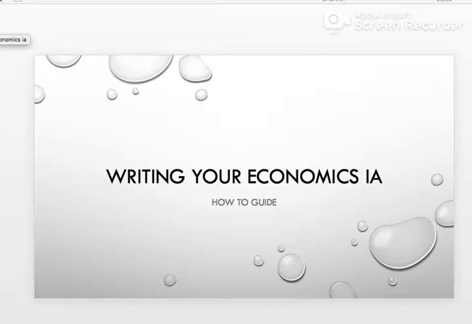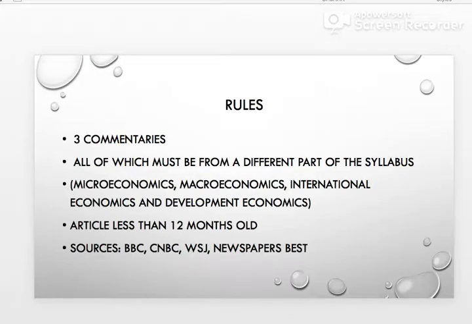Here's a guide to writing your economics IA. So you have 3 commentaries to do over the 2-year IB course, all of which must be from different parts of your syllabus. So you've got 4 to choose from: your micro and macro in year 12 and your international and development economics in year 13.